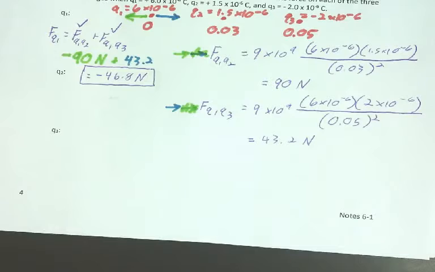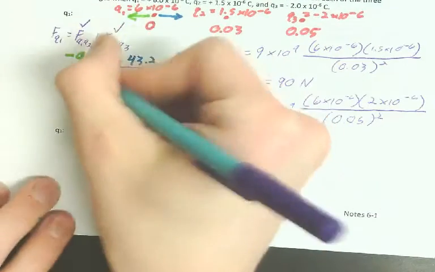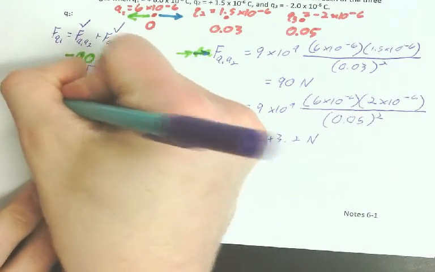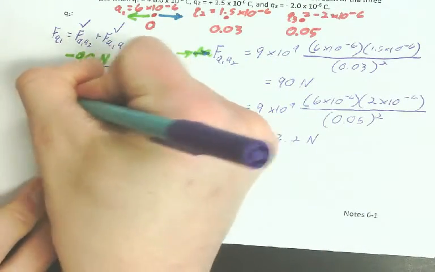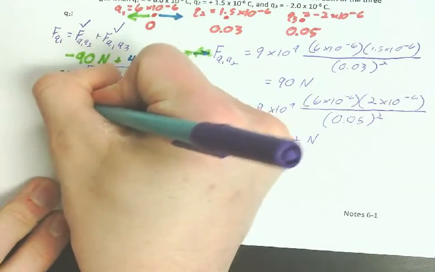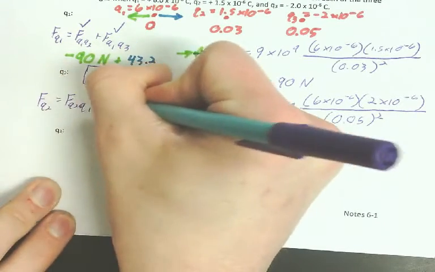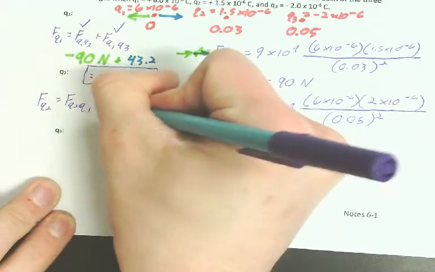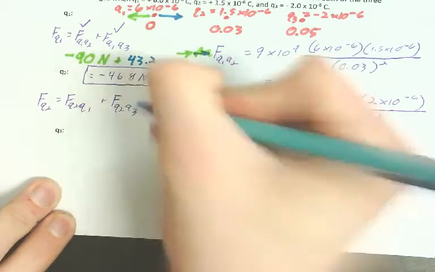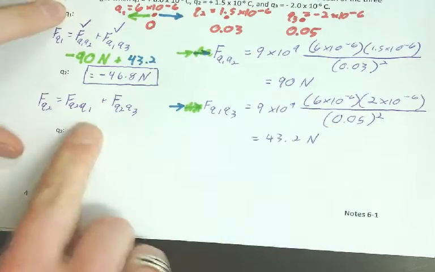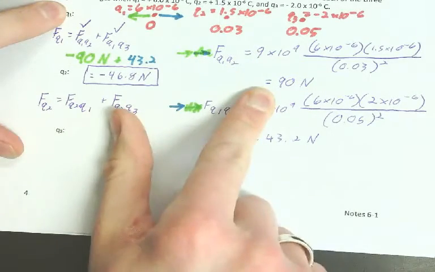Now, I have good news. It's easier now. Don't believe me? I'll show you. How do I find the force on Q2? The force on Q2 is going to be the force that Q1 does on it. We already got that, and we've already done that one. So, I don't need to solve this again. I already did it. It's 90.